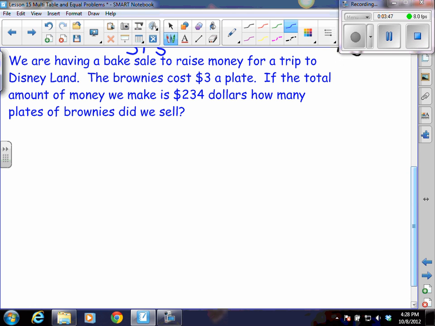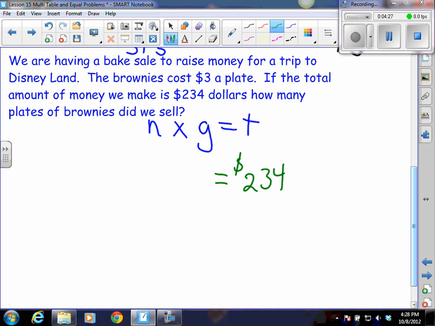Second example, we are having a bake sale to raise money for a trip to Disneyland. Sounds like fun. The brownies cost $3 a plate. If the total amount of money we make is $234, how many plates of brownies did we sell? And so if we're thinking about our equation of n times g equals t, once again we can start with our information and we can say, what do we have? All right. We know that the total amount of money we made is $234, so we can go ahead and put that in for our t right away, since we understand that.